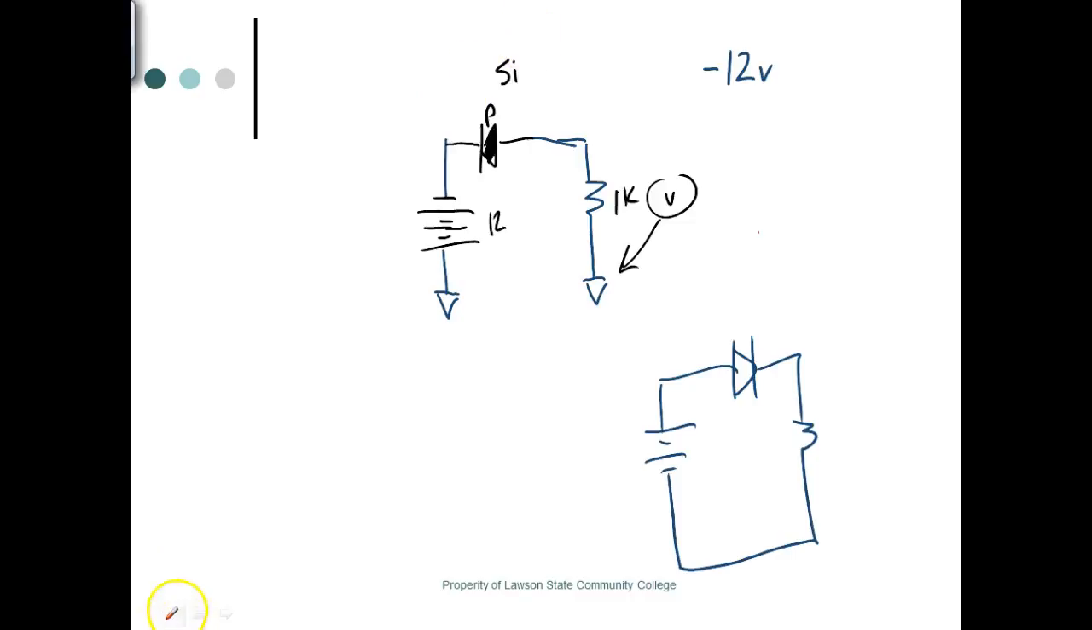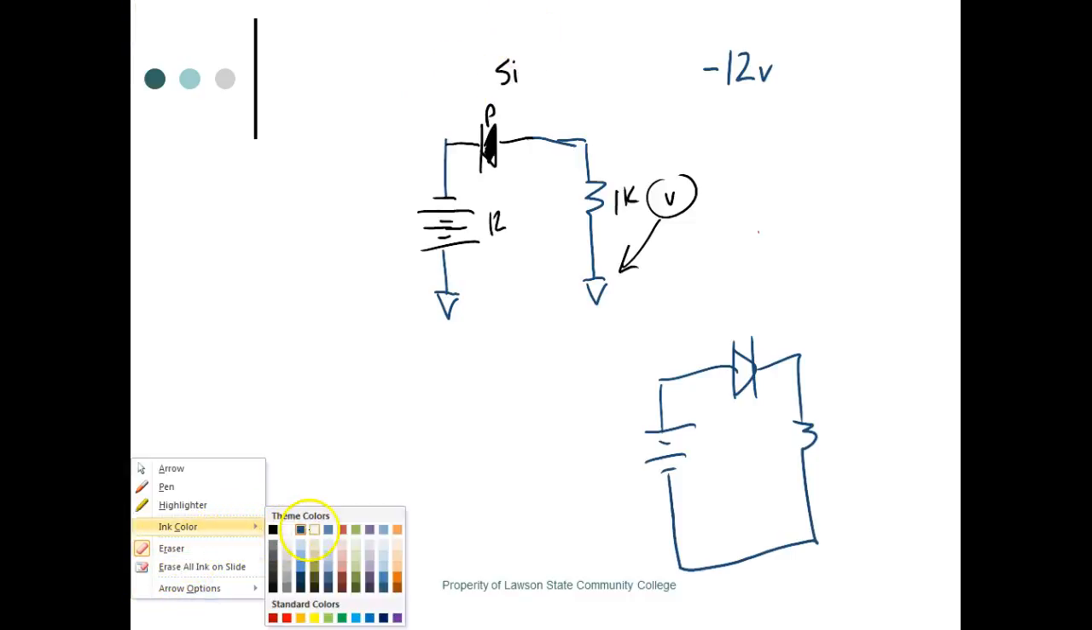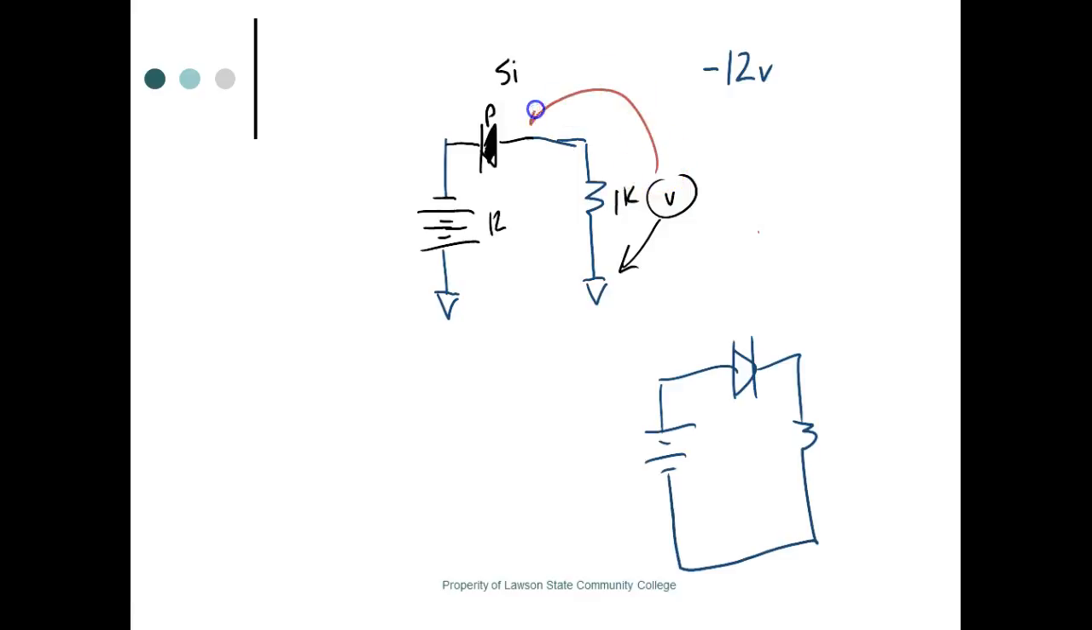So what would I get if I came over here and moved my red lead over to the other side of the diode? It's going to measure a negative 11.3, because it's going to drop 0.7 of a volt. The anode's got to be more positive than the cathode. If I go more negative on the anode, then the thing would be reverse bias. This guy is pointing toward the positive side.